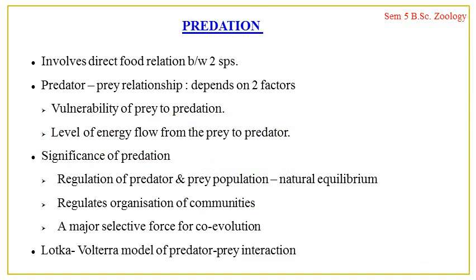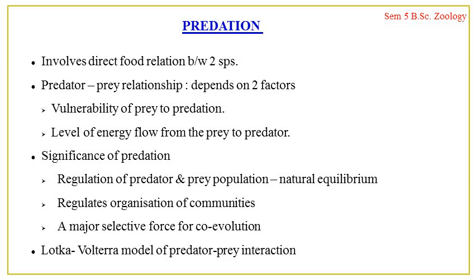So, what is predation? Predation is an antagonistic relation in which one species preys upon the other. Okay, it feeds upon the other. So, the relation between the two species is actually feeding and being fed. So, that is the relation. And here, the one which is feeding is referred to as the predator, and the one which is getting fed is the prey.